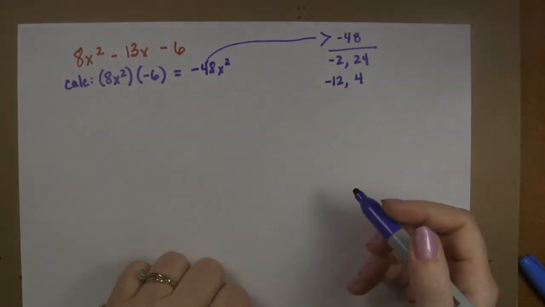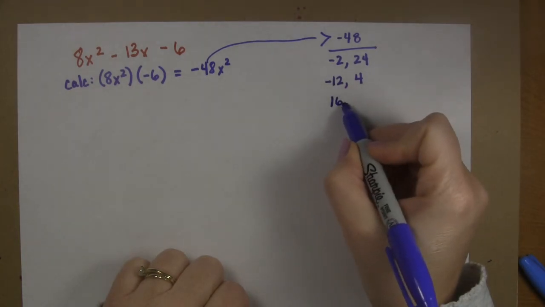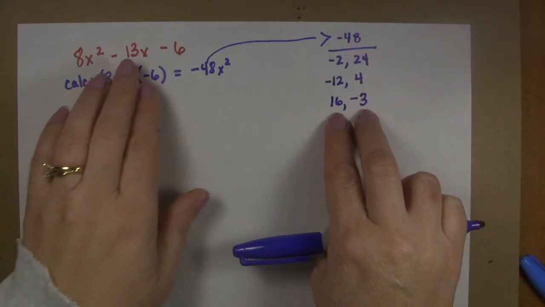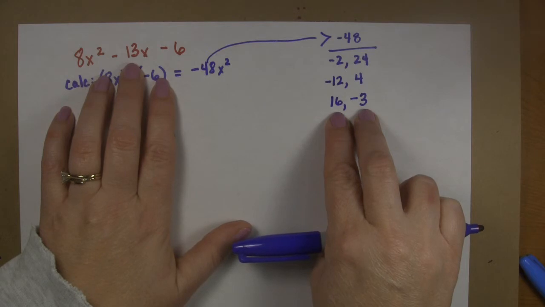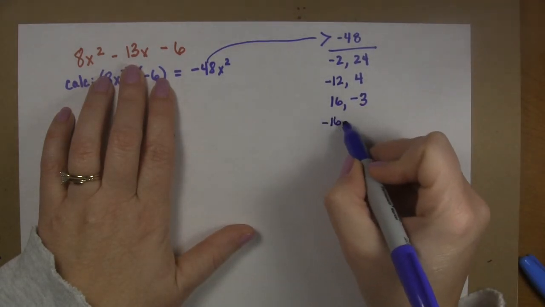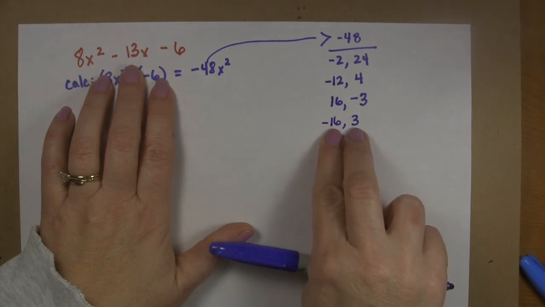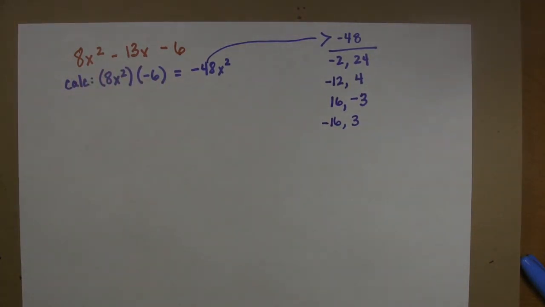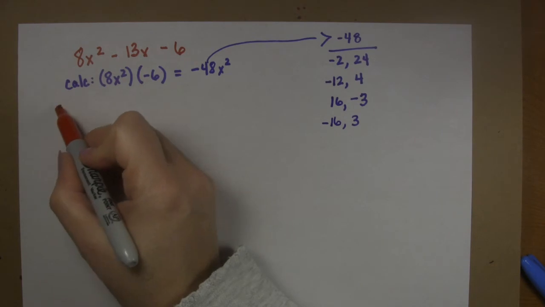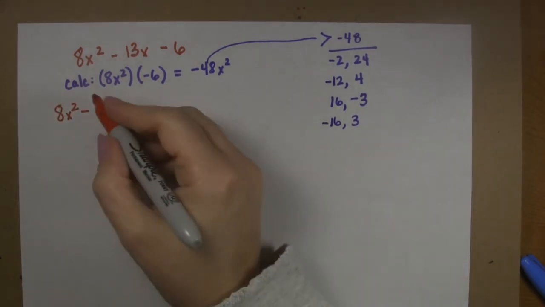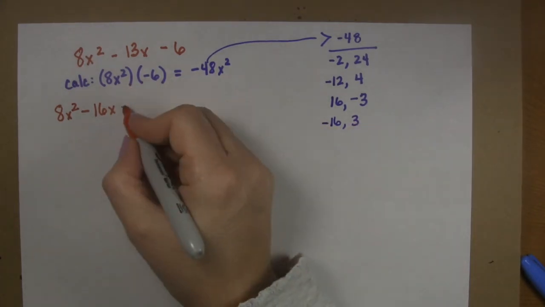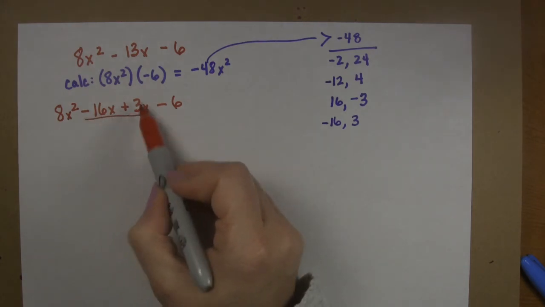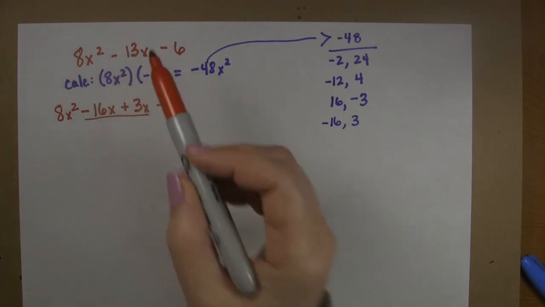What else goes into 48? Well, I'll tell you that you could do 16 and negative 3. 16 times negative 3 gives you negative 48, but that gives you a positive 13 answer. So, being the smart girl that I am, I'm just going to reverse the signs on that, and now I have a negative 16 and a positive 3, and that will work. So I rewrite this first equation: 8x squared minus 16x plus 3x minus 6. So again, this negative 16x plus 3x is the same thing as my negative 13x up here.